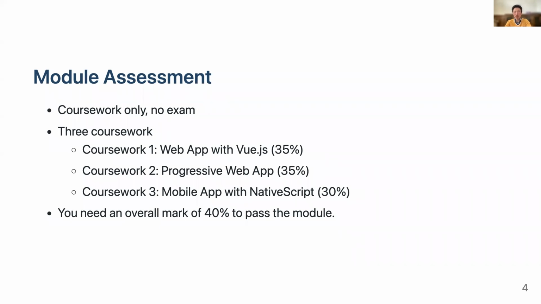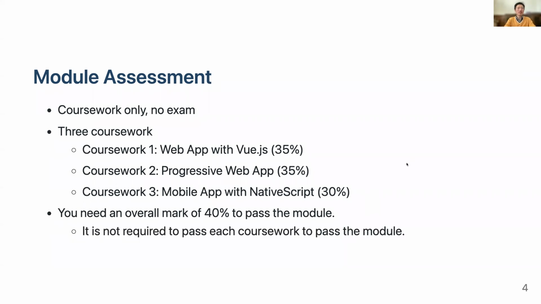That's the same as before. Let me just double check that I'm using the latest version. I thought I updated these. Okay, it looks like I'm using the correct version. You don't need to pass each coursework to pass the module. So long as overall you have 40%, it's fine, you can pass the module.